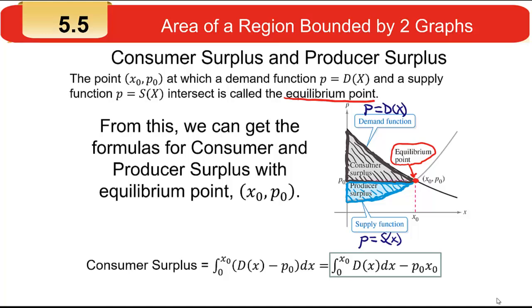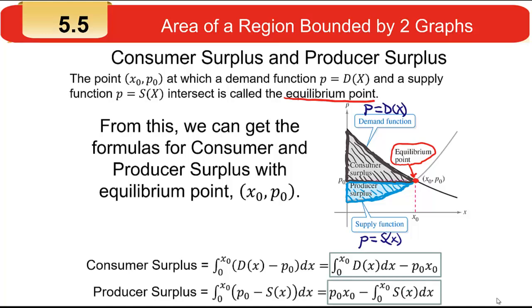So the simplest you can possibly write that consumer surplus is what I put in a box here. It's the integral of the demand function from 0 to x sub 0, where x sub 0 is the x-coordinate of the equilibrium point, minus the product of P0 and x0. That's the x and y coordinates of the equilibrium point. So it's very easy to calculate, and you'll see when we do an example.